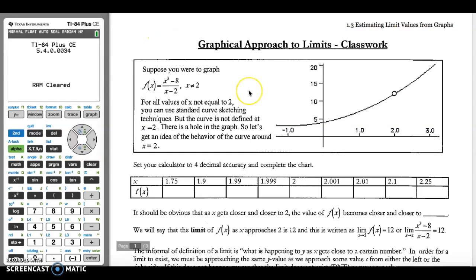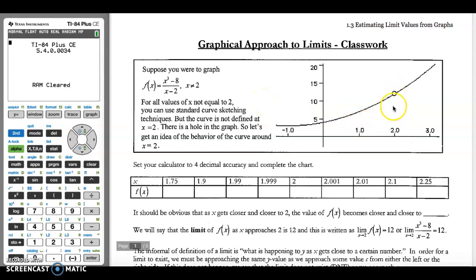Today we are going to work on determining limits from graphs. And so what we're going to do is first do a quick recap of our last video. So suppose you were to graph this function, x cubed minus 8 over x minus 2, and x does not equal 2, which is good because if our x equaled 2, this function would have a 0 in the denominator and be undefined.